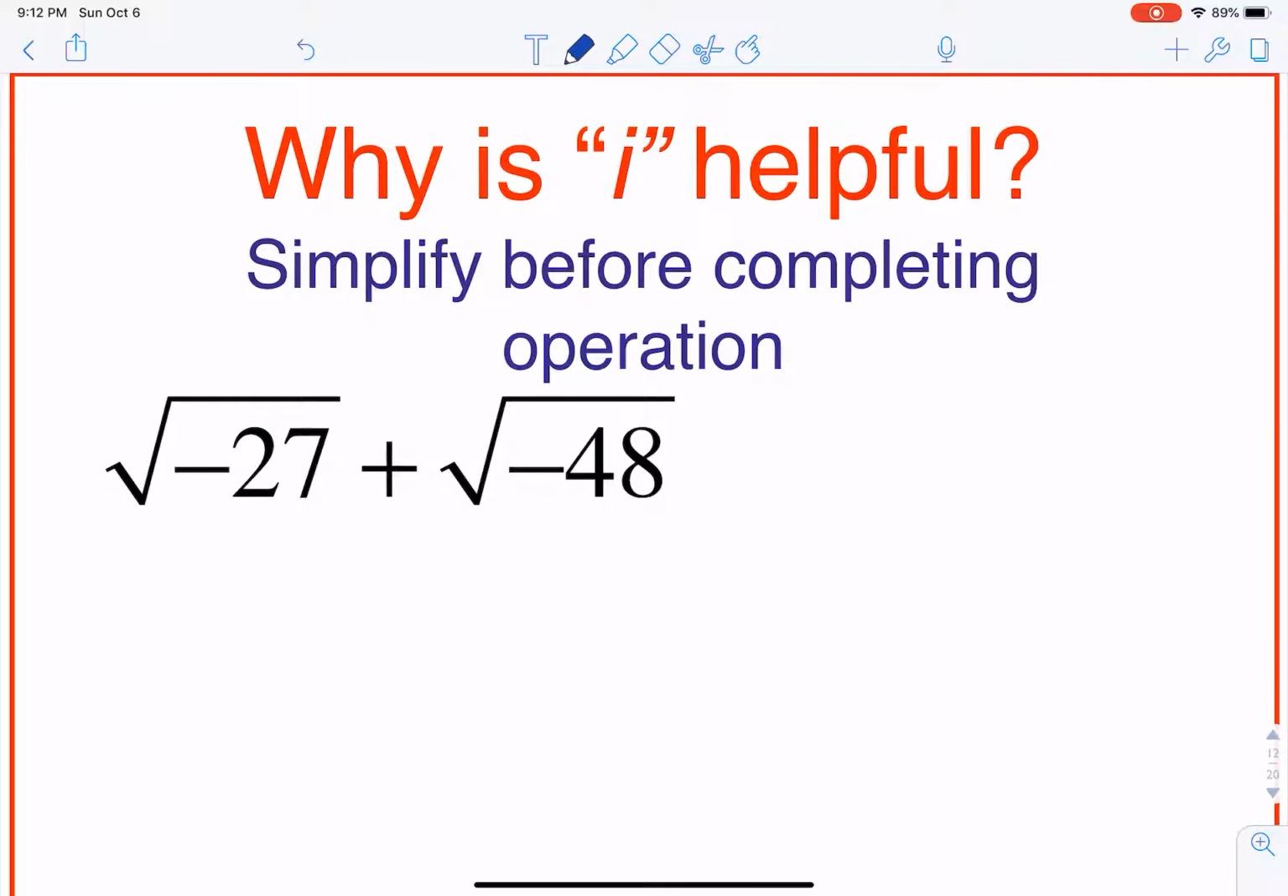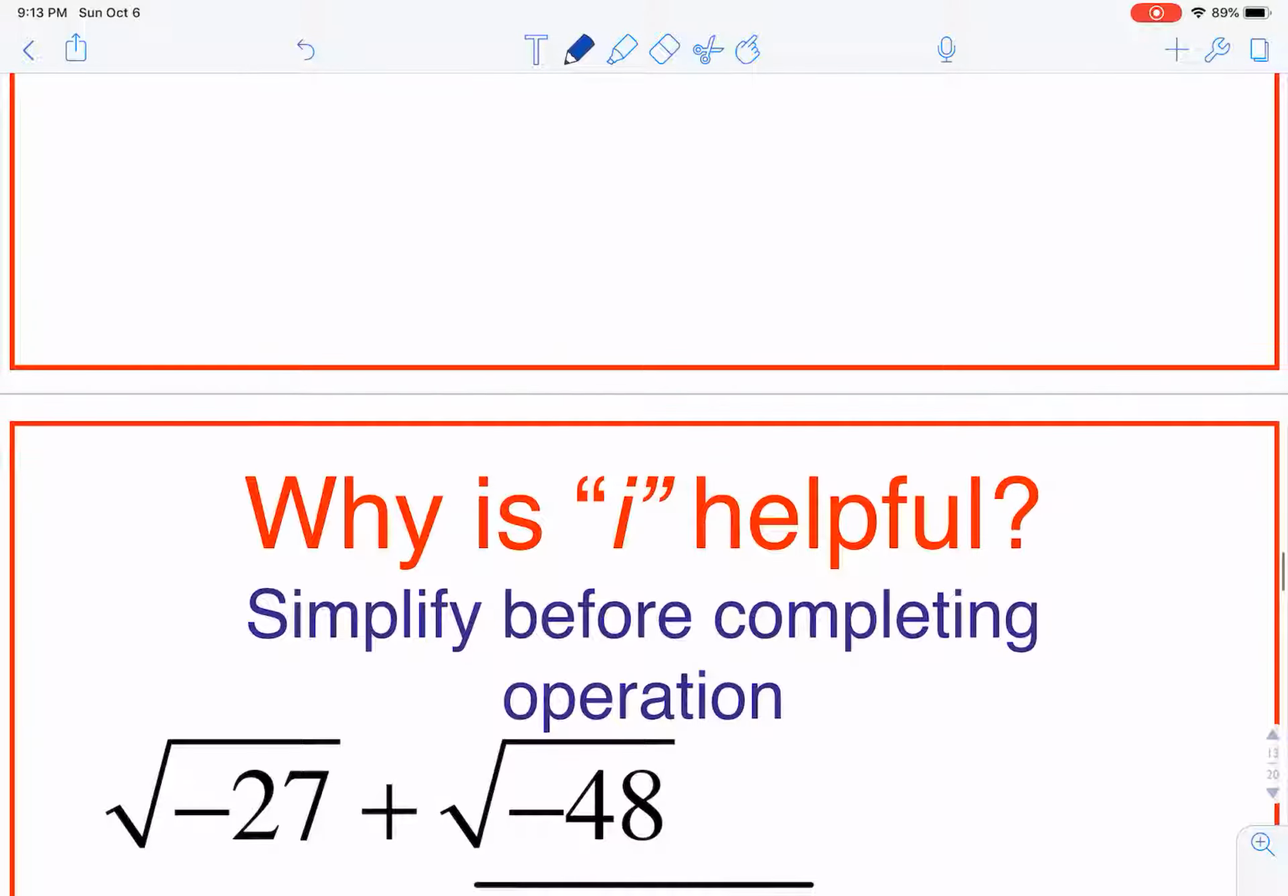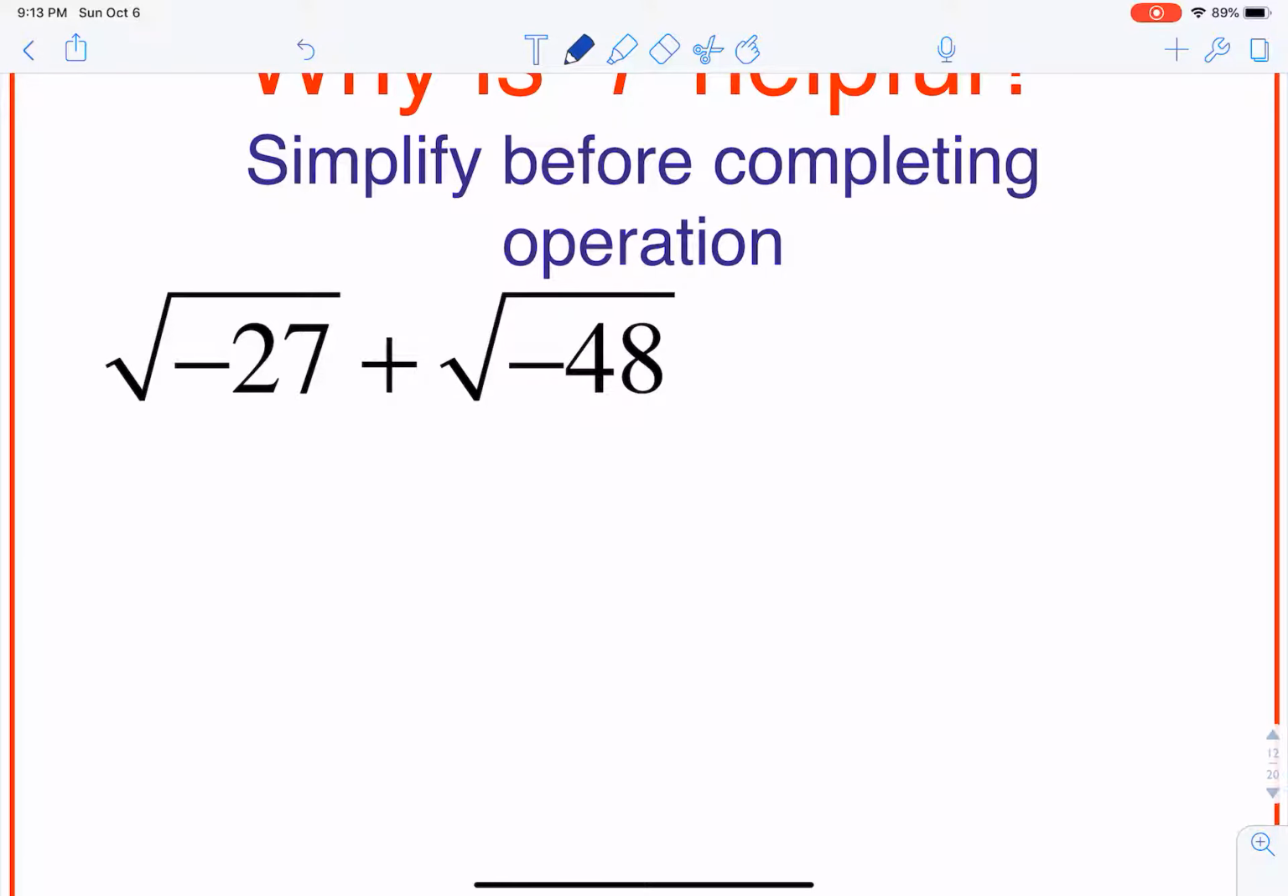Here, let's simplify before completing this operation. We can add, subtract, multiply, and divide with complex and imaginary numbers. So looking here, the square root of negative 27 plus the square root of negative 48, these are just not super helpful to do any kind of operation with. Number one, we have some imaginary numbers. Number two, we can't combine these two pieces right now because they're different radicals and we're talking about addition.